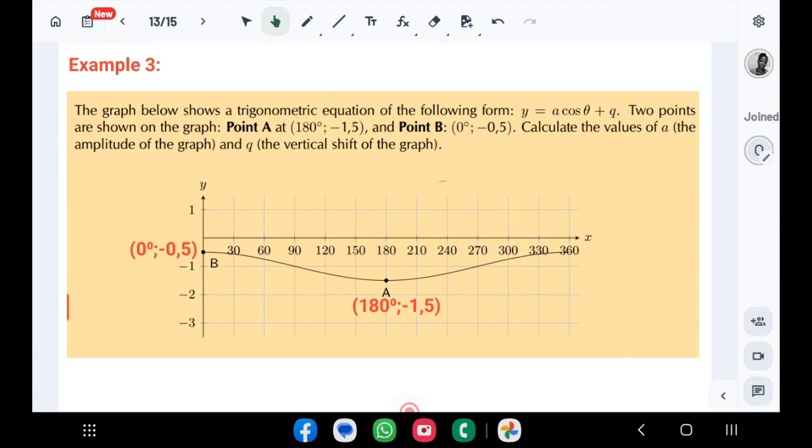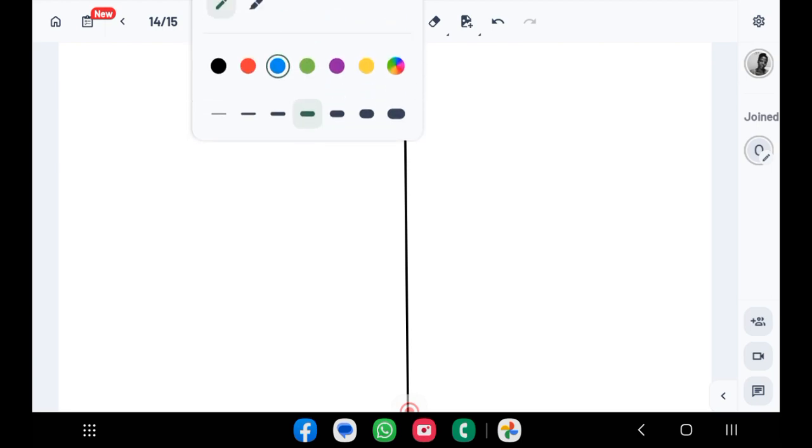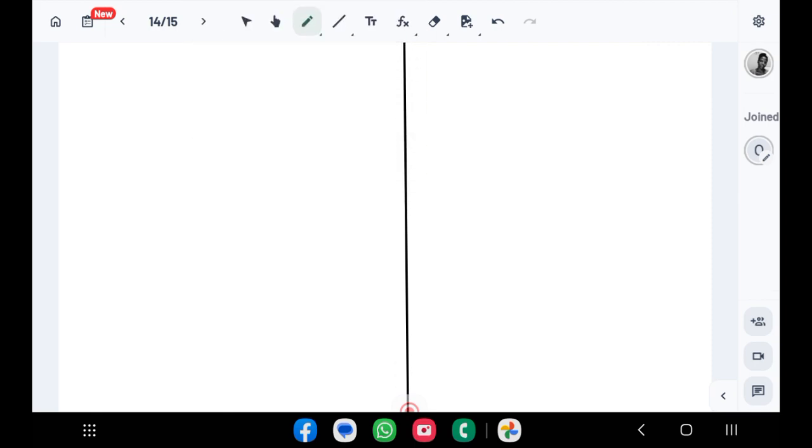Basically what you need here is your knowledge of solving simultaneous equations. So the first thing is you write down the standard equation of the graph, and then you substitute these 2 points, equate the first one to equation 1, and then equate the second one to equation 2, and then take it from there. You solve the simultaneous equations. Now let's start with the standard format of the equation. The standard format of the equation is y equals a cos theta plus q.